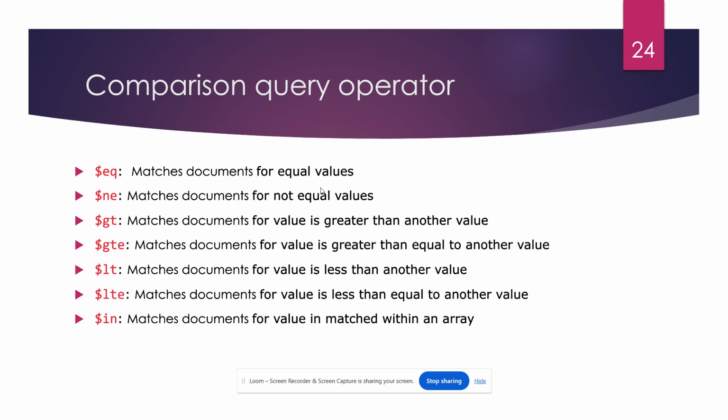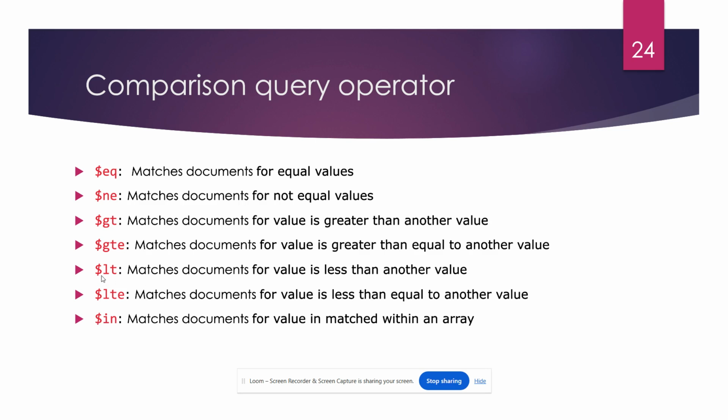Let us discuss first the $eq. $eq is used to match the documents for equal values. The next is $ne, which matches the documents for not equal values. Next is $gt, which matches documents for a value greater than another value. Next is $gte, which matches the documents for a value greater than or equal to another value.